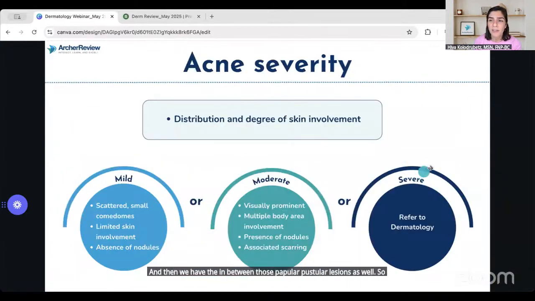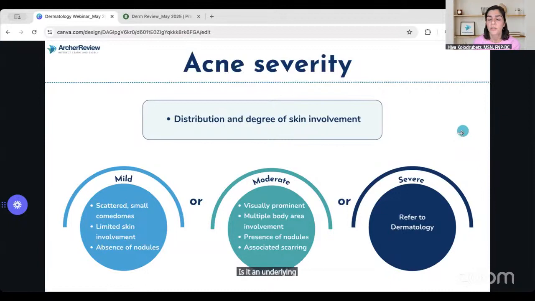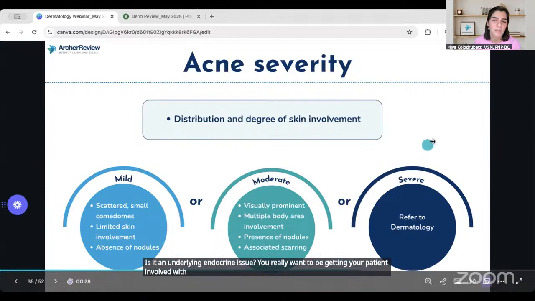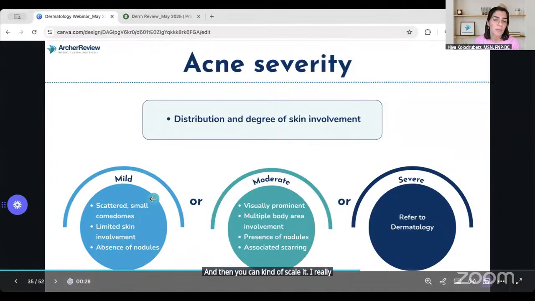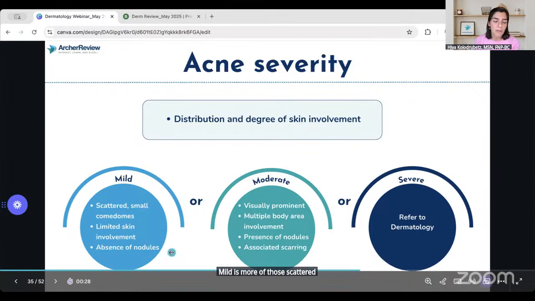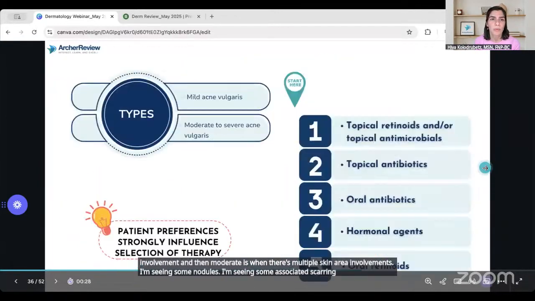As for acne severity, there's no universal scale. We really have to do a good job of establishing etiology. So think about it: is it a hormonal cause, medication, skincare products? Is it an underlying endocrine issue? You really want to get your patient involved, with how distressing it is for them, when you're thinking about their treatment options. And then you can kind of scale it. I group it in my brain as mild and then moderate to severe. Mild is scattered lesions with limited skin involvement. Moderate is when there are multiple skin areas involved, I'm seeing some nodules, some associated scarring, and it's visually really prominent.